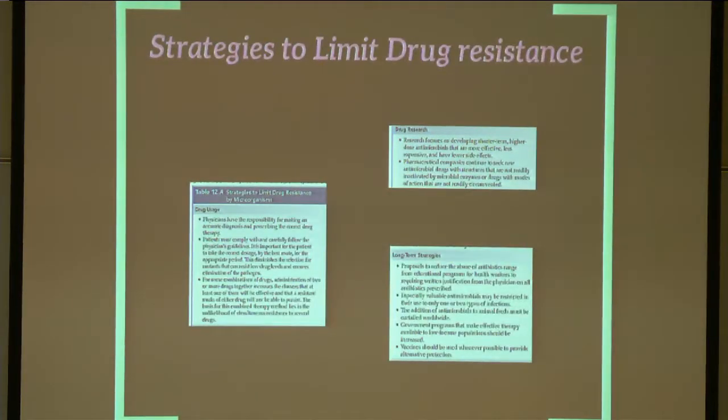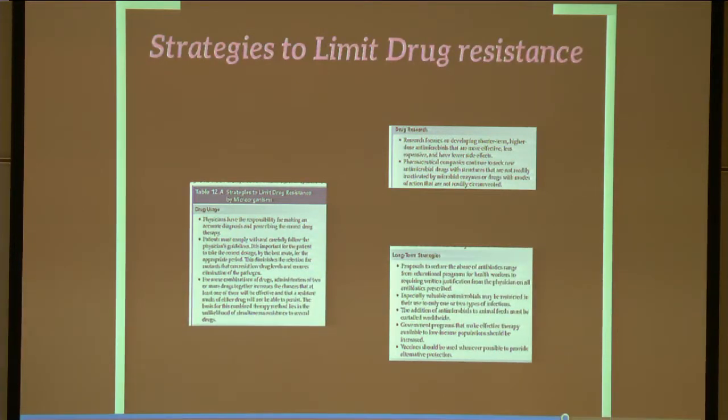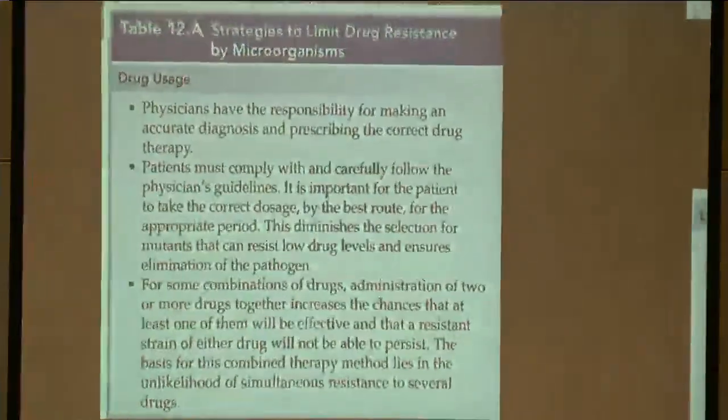Okay, some strategies. These points, they removed from your textbook when they updated it. I kind of tossed it on the Prezi. I like to show it to students. I'm not sure why they eliminated it, but these are just strategies to kind of limit drug resistance.